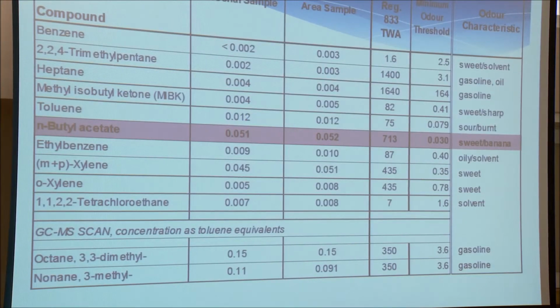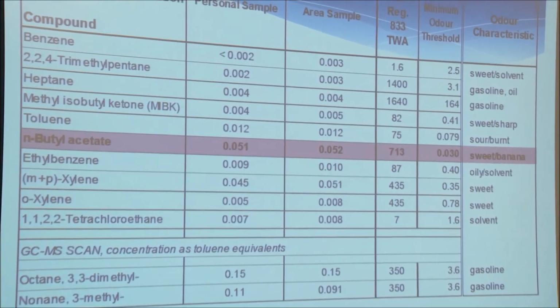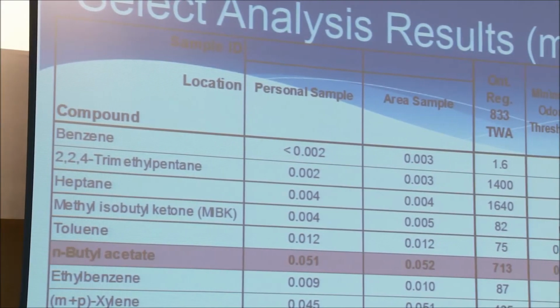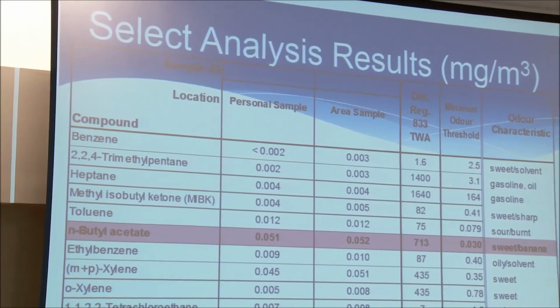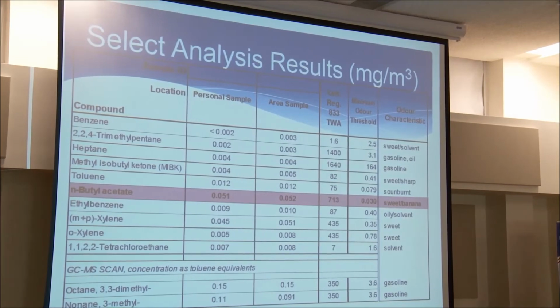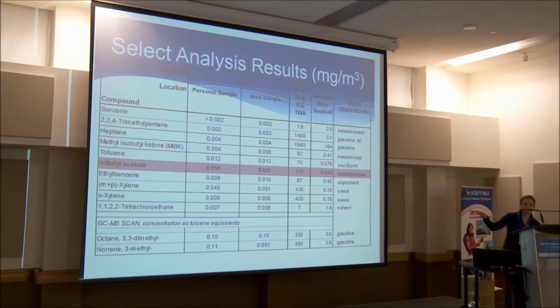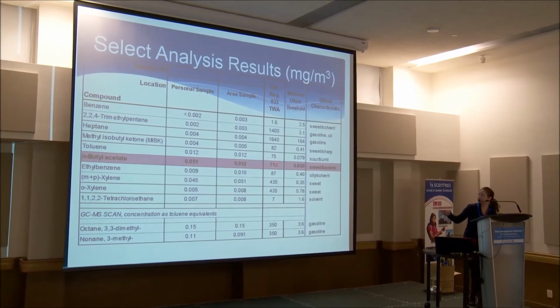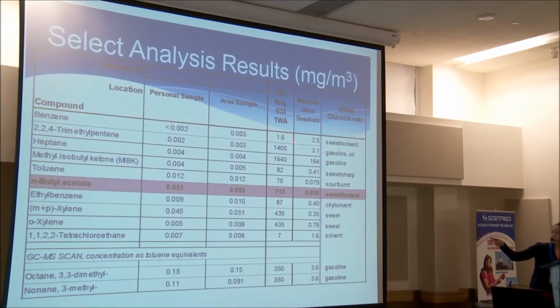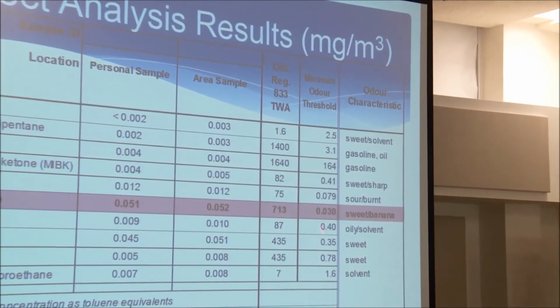So these are actual results. There were two samples taken. For one, the employee actually wore the sampling pump, and the second was done generally within the area, closer to the actual application of the paint, because the employee moves around. In general, these are the results, all in milligrams per meter cubed. Here we have the Ontario regulation values and the odor threshold. You'll see in most cases they're actually a lot higher than what we can smell.